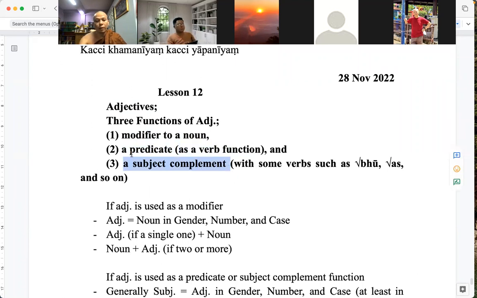Subject complement and predicate are a little bit different, later we'll see. When an adjective is used as a subject complement, especially with verbs like the root bhu, root as, root kar, and so on. But when the adjective is used as a predicate, the adjective alone we can understand as a verb, because the verb is easy to understand, so it is omitted. That is due to the Pali nature, different from other languages.